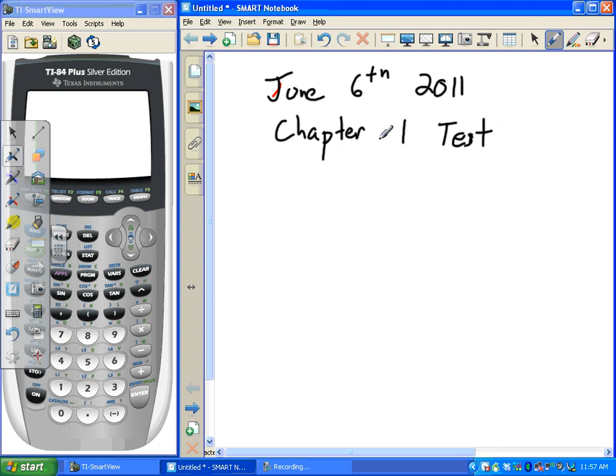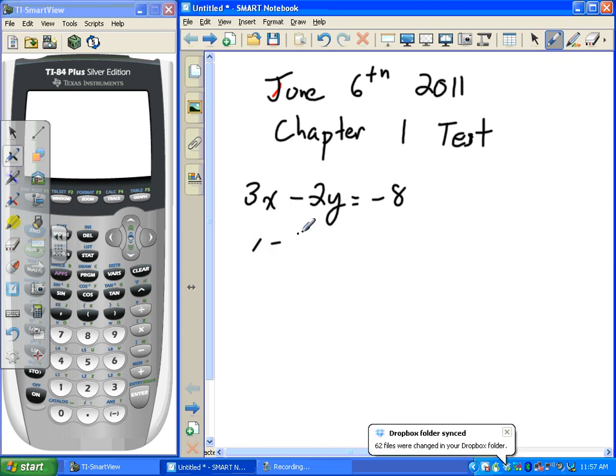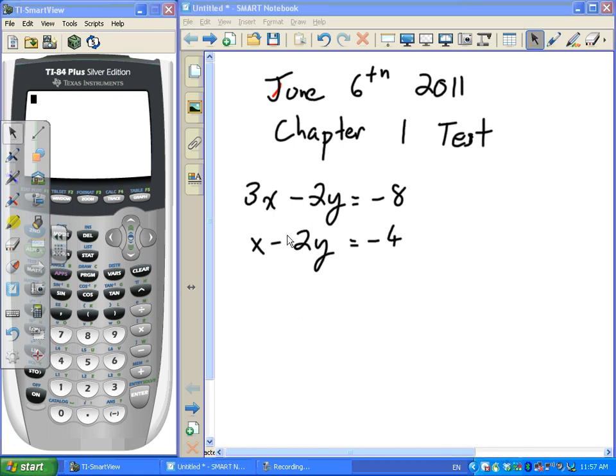Unfortunately, I couldn't get the test up on here. It's taking too long. So what's going to happen is I'm going to give you the question and we're going to go through it together. The first question said to solve by graphing these two linear expressions, 3x minus 2y equals negative 8, and x minus 2y equals negative 4. Okay?